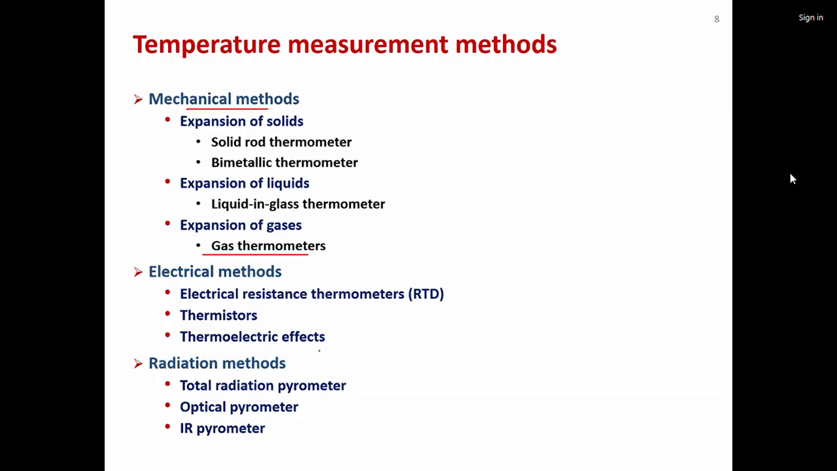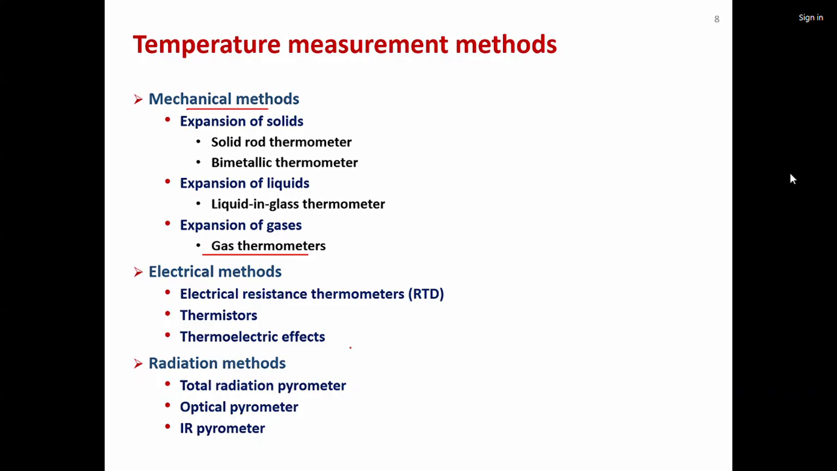Then we have thermoelectric effects. So thermoelectric effects basically are the principle behind which thermocouples work. Right? So typically you have two dissimilar metals which are joined at the ends, and if you subject these two ends to two different temperatures, then there will be an EMF induced between these two ends, which you read, and the EMF is basically proportional to the temperature difference.